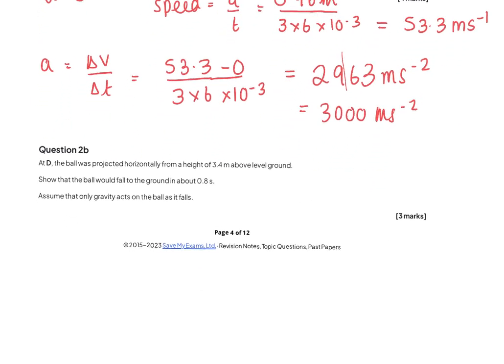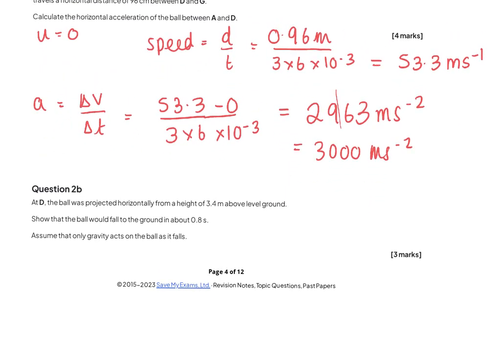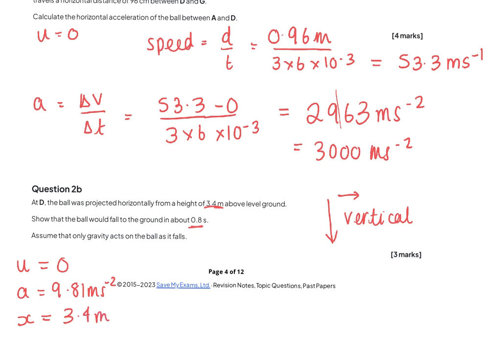On to 2b. At D, it was projected horizontally from a height of 3.4 meters above the ground. Show that it would fall in about 0.8 seconds. So we've got our initial velocity. If it's projected horizontally, we are now thinking about it going down, its vertical components. So its initial velocity is actually going to be 0 because it is being projected horizontally. We know its acceleration is going to be 9.81 meters per second squared because it's due to gravity. We know the displacement above the ground is 3.4 meters. And finally, we are working out its time.